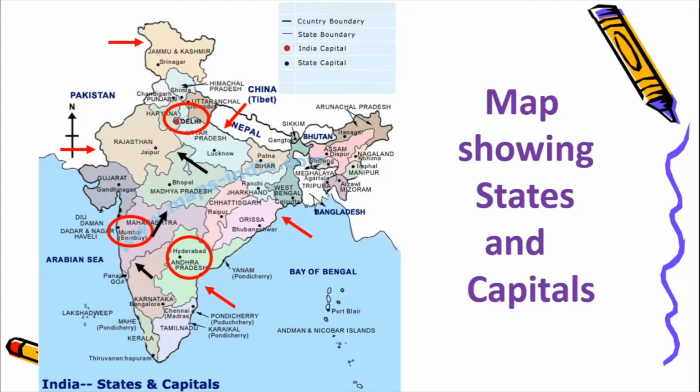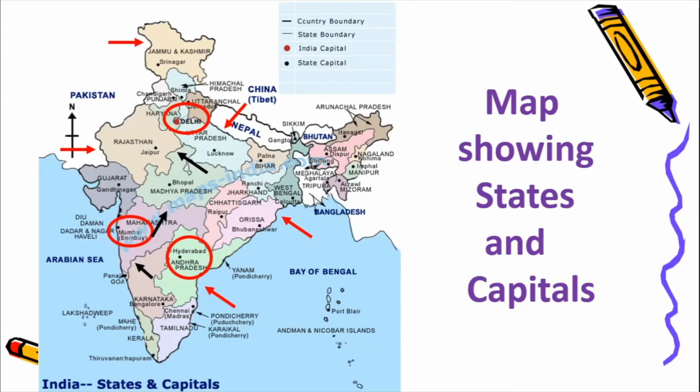So these are the various things that we learn from a map, about roads, about parks, about lakes, about hospitals, about the borders of countries, the borders of states, about the capital of countries and the capital of states.